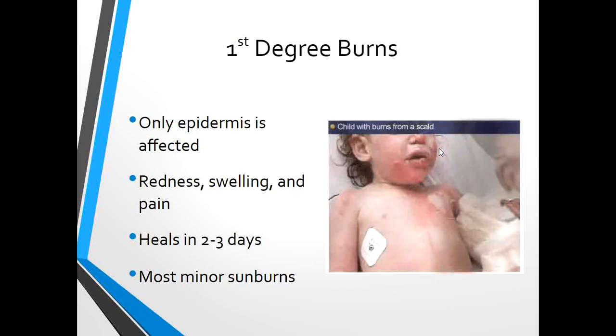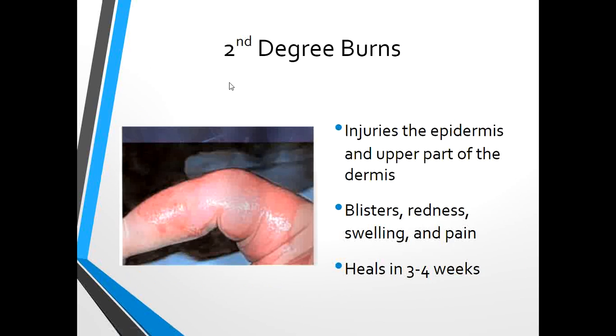Now, if you look at this child's lips, you'll see that they've developed blisters on the lips. Those blisters are indicative of a second-degree burn. So second-degree burns, the upper part of the dermis is hurt as well as the epidermis. So because of that, they separate and form blisters. And then just like first-degree burns, they're going to be very red, they're going to have some swelling, and it's going to be extremely painful. Second-degree burns usually take 3 to 4 weeks for them to heal.